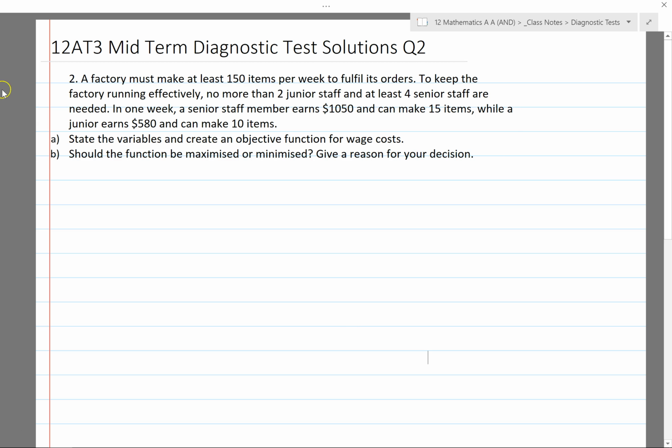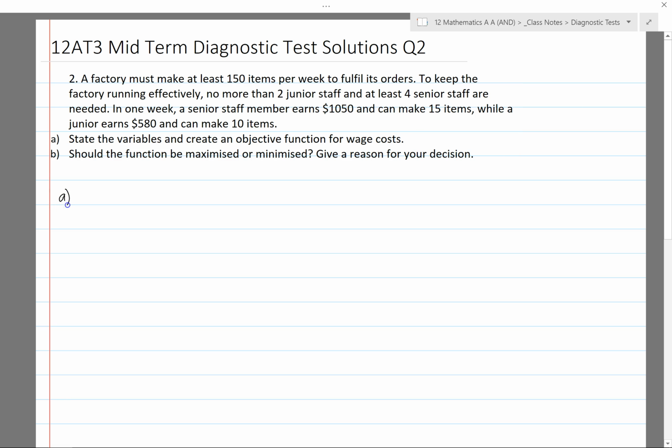So a factory must make at least 150 items per week to fulfill its orders. To keep the factory running effectively, no more than 2 junior staff and 4 senior staff are needed. In 1 week, a senior staff member earns 1,050 and can make 15 items, while a junior earns 580 and can make 10 items. So it says state the variables and create an objective function for wage costs.